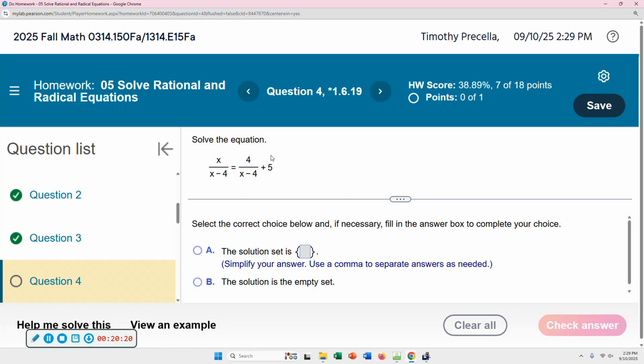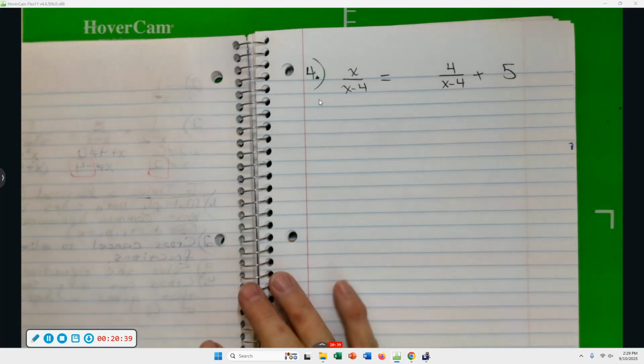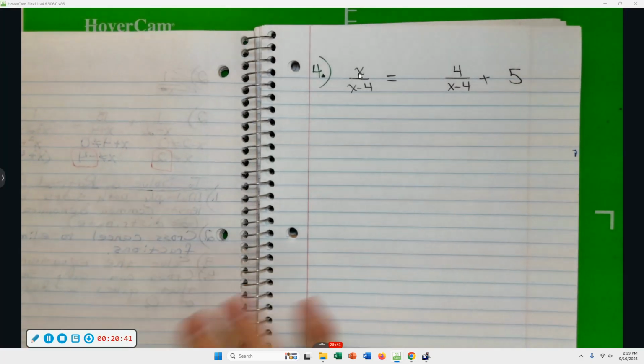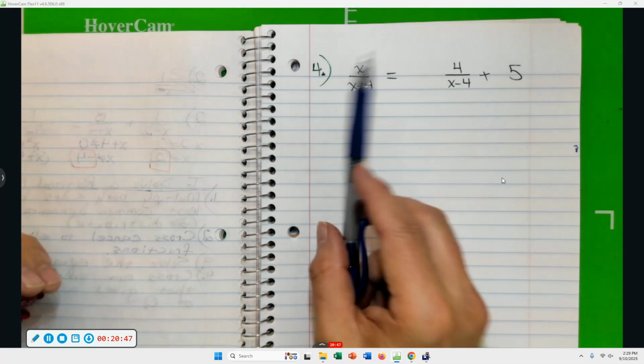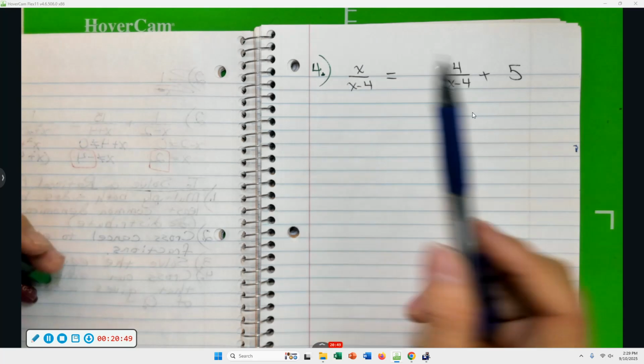x over x minus 4 is equal to 4 over x minus 4 plus 5 times (x minus 4). Notice how I spread this stuff out, like I did on that problem 15. I didn't spread it out enough though. I should have left a little more space right here.